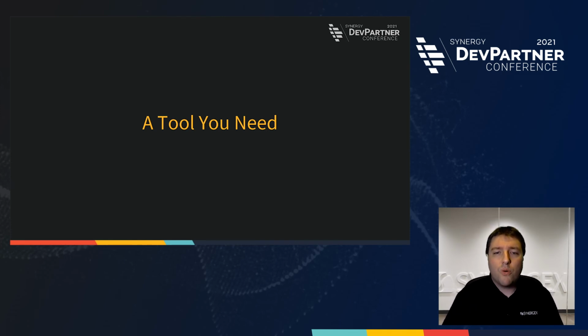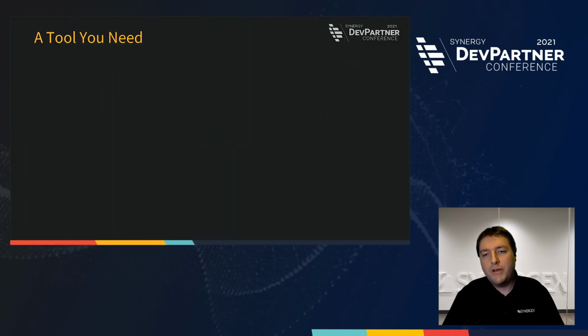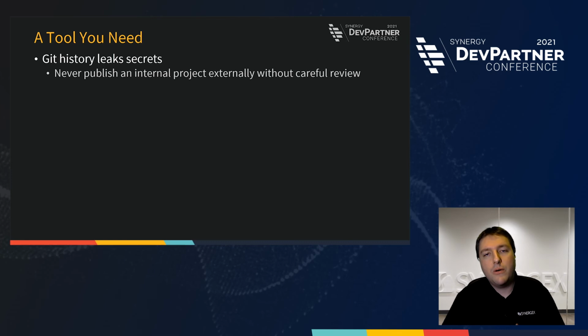It's super important that you never publish an internal repository or project to a public, externally visible source without careful review. Any tokens, passwords, private URLs, personal details, or anything else that you have inside your Git repository must be considered to be leaked the moment that your repository becomes public.